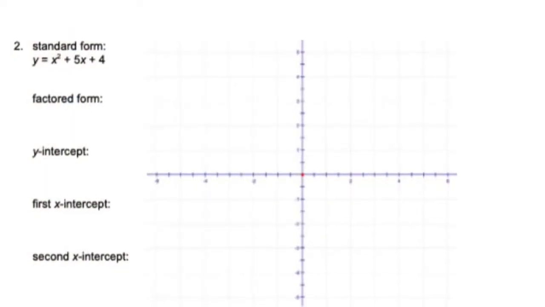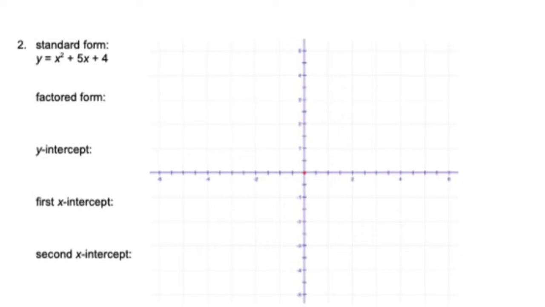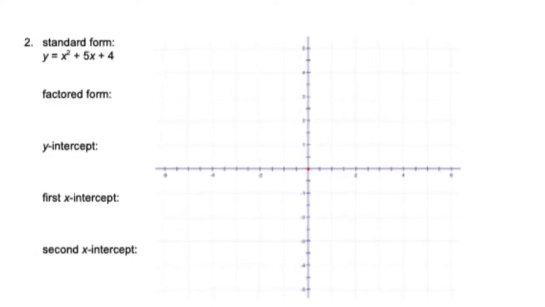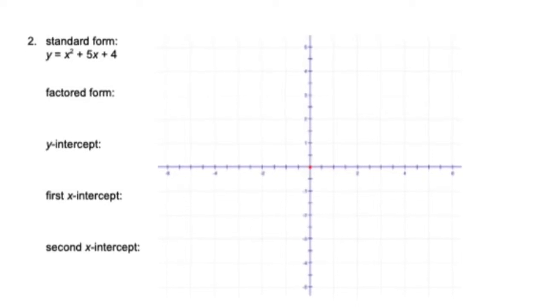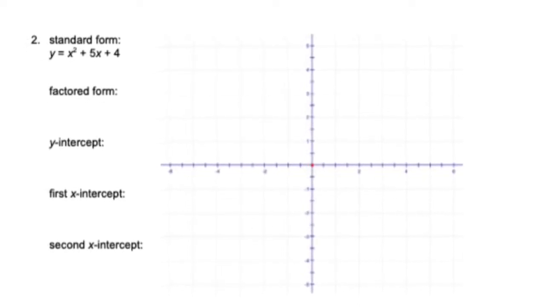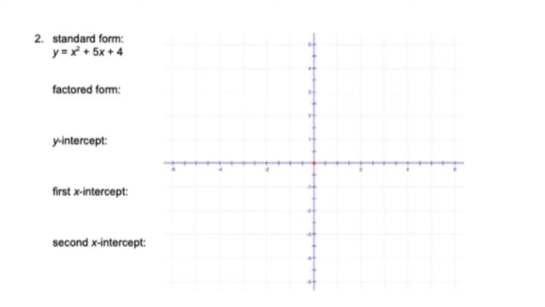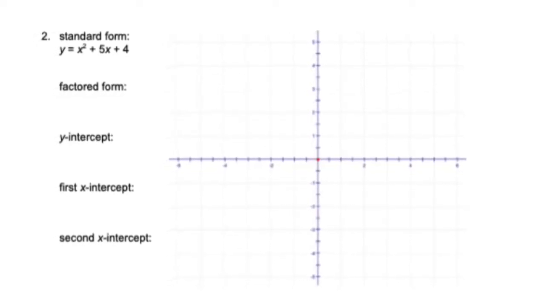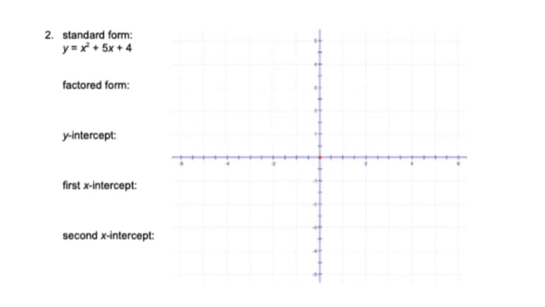Okay, so let's look at question number 2 from this assignment or this lesson. It says we're given the equation y is equal to x squared plus 5x plus 4, and they want you to make a graph. Now, you can't make a graph if all you have is the equation in standard form. You need to change it to factored form, so we're gonna have to go backwards with our chart again.